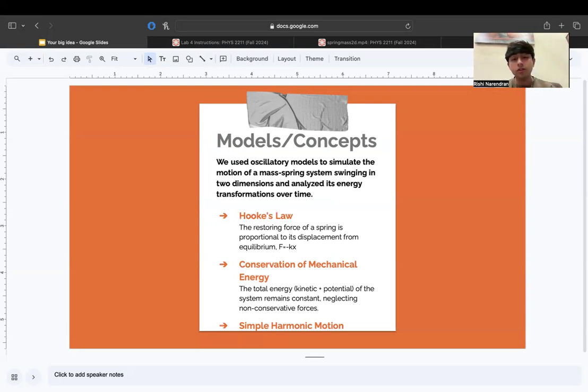We also talked about conservation of mechanical energy. We have kinetic energy, which is 1/2 mv squared, and we also had potential energy, which can either be mgh or for a spring, it's 1/2 kx squared. And we talked about how the total remains constant, but the kinetic and potential are constantly changing to balance each other out. We also talked about simple harmonic motion. Simple harmonic motion is the entire premise of this lab, so it's kind of important, and we're going to be talking about it in the graphs.